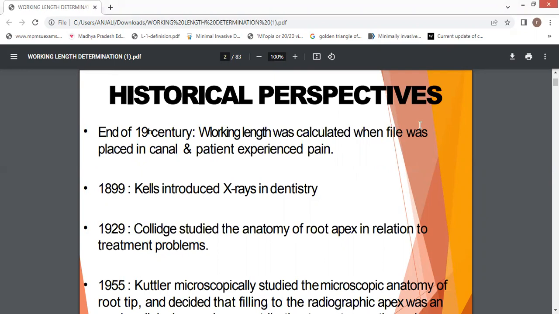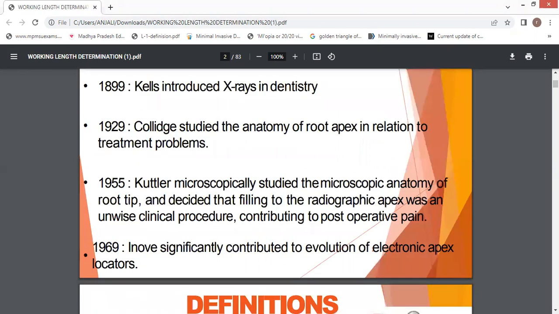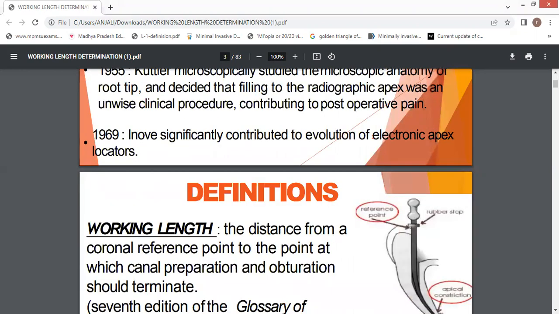In 1955, Cutler microscopically studied the anatomy of the root tip and decided that filling to the radiographic apex was an unwise clinical procedure, contributing to post-operative pain. In 1969, Inoue significantly contributed to the evolution of electronic apex locators.